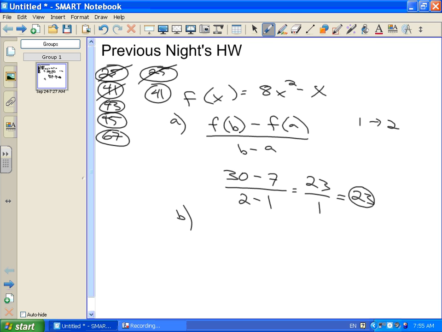Part B, this time we're supposed to be checking it from 0 to 1. Right, so I'm going to have 1 minus 0 in the bottom. Then up at the top, when I plug 1 in there, we already know we're going to get 7. When I plug 0 in there, I get 0. I get 7 over 1.